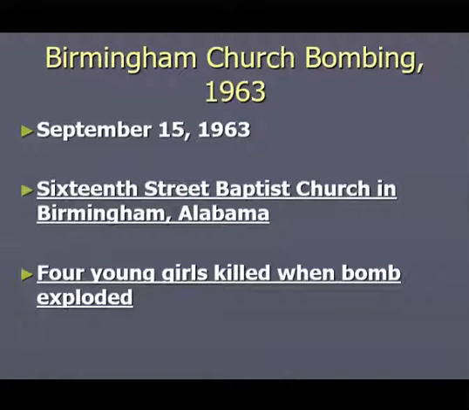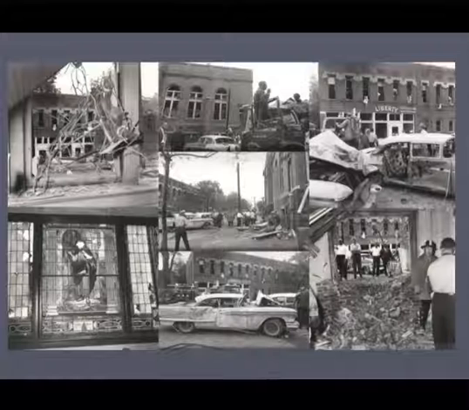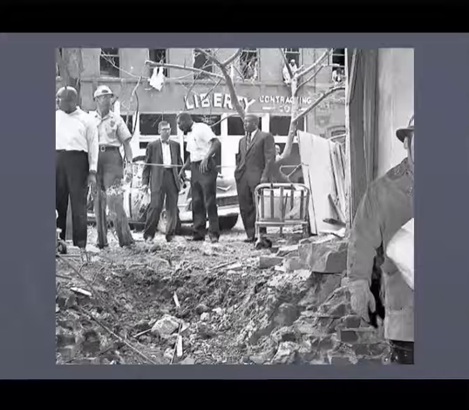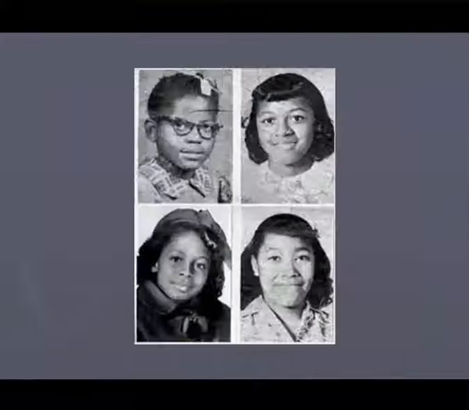Not shortly after that, September 15th of 1963, you remember we saw the 16th Street Baptist Church was the location of the Children's March. There was a bombing in this church, and 4 young girls were killed when the bomb exploded. Here's some images of the aftermath of that bombing. These are the 4 girls that were killed.